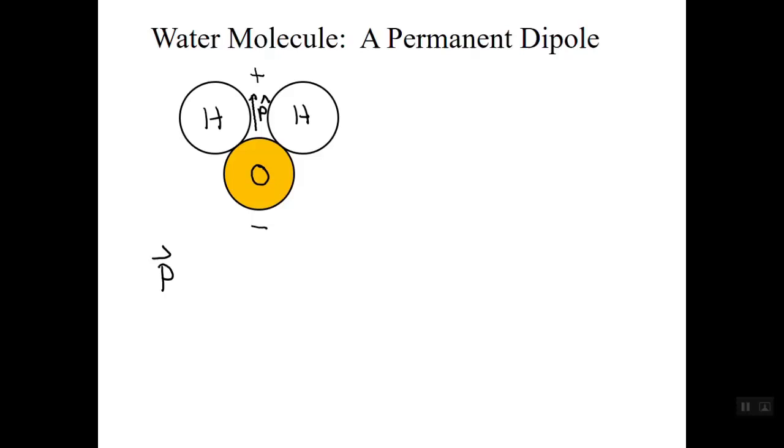Recall that we can characterize the dipole by the vector dipole moment, vector p, where the direction is described by the unit vector p hat that points from the negative charge toward the positive charge. The magnitude of the dipole moment of a permanent dipole is a fixed quantity. For a water molecule, it is measured to be approximately 6 × 10^-30 coulomb meters.